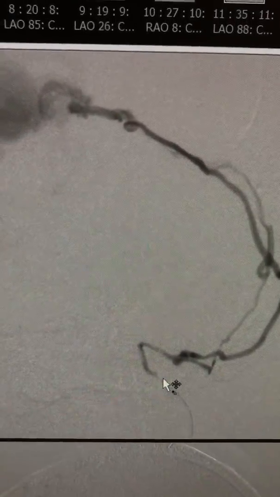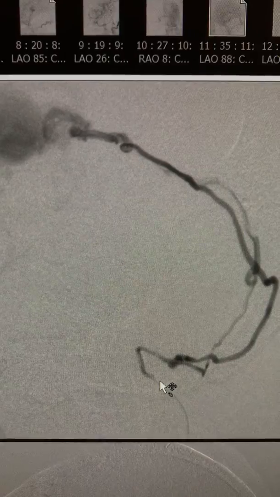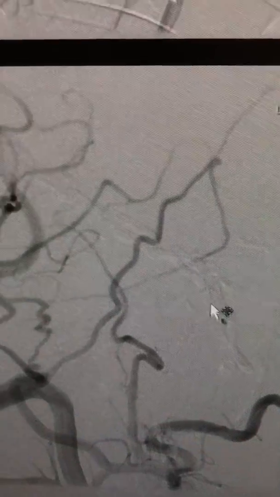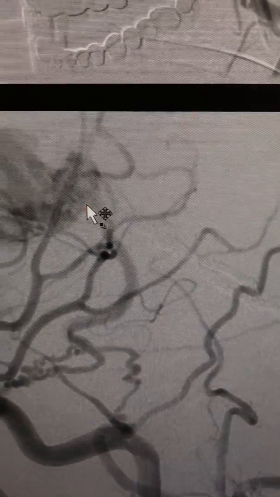I hope you can see here the markers. These are two markers of the balloon. This is the tip of the microcatheter. We were able to do the injection from this location and fill the AVM with the embolic material. This is the initial phase where you have embolic material reaching the nidus.